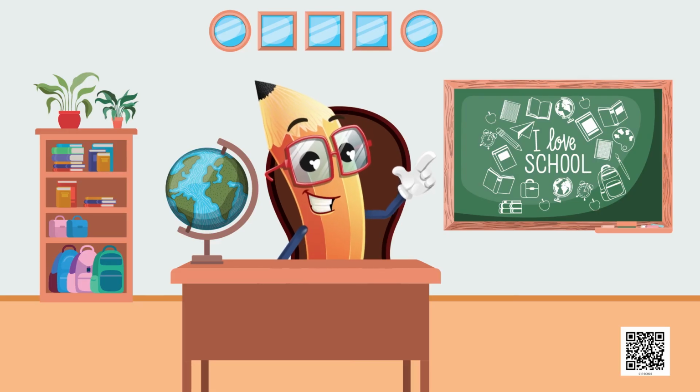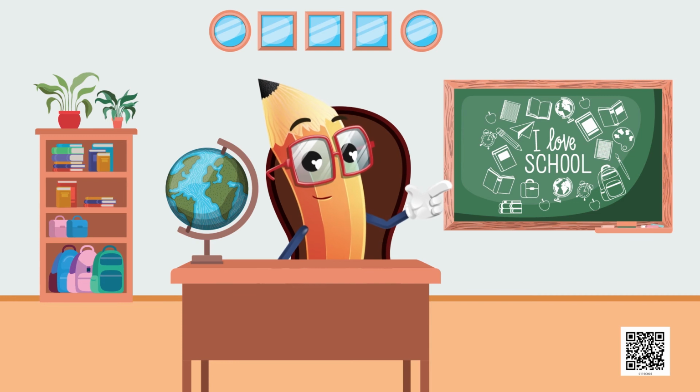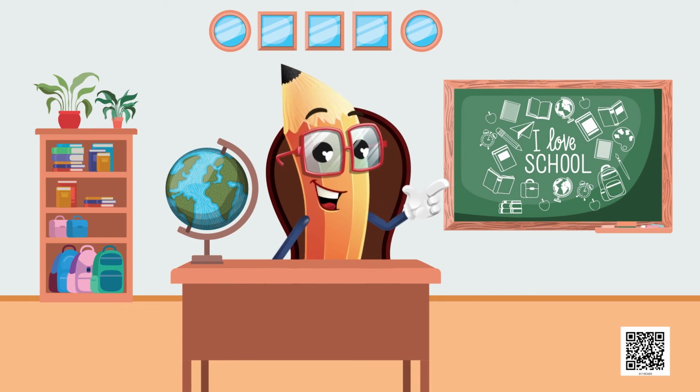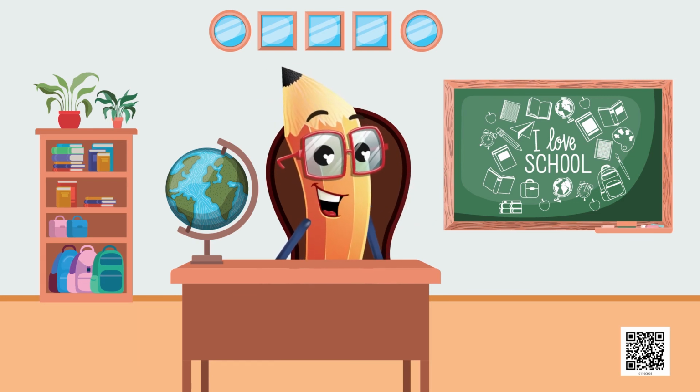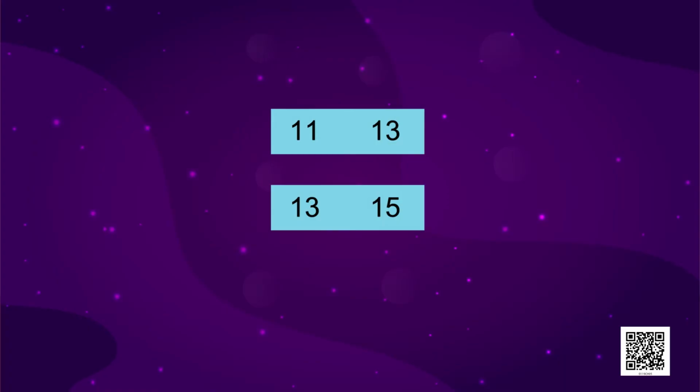Now tell me which is greater, 10 or 2? While counting, the number that comes first is smaller and the number that comes later is bigger. So now identify the bigger number, 11 and 13. So which number is bigger? Bigger number is 13. 13 and 15. So bigger number will be 15. Now identify rest of the bigger numbers by yourselves and circle them.